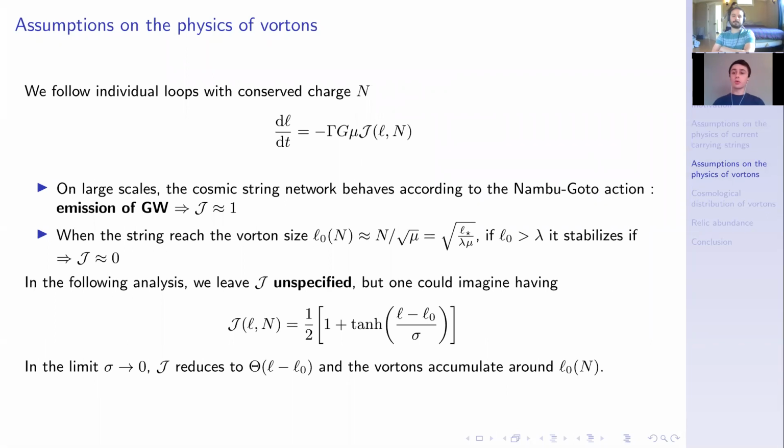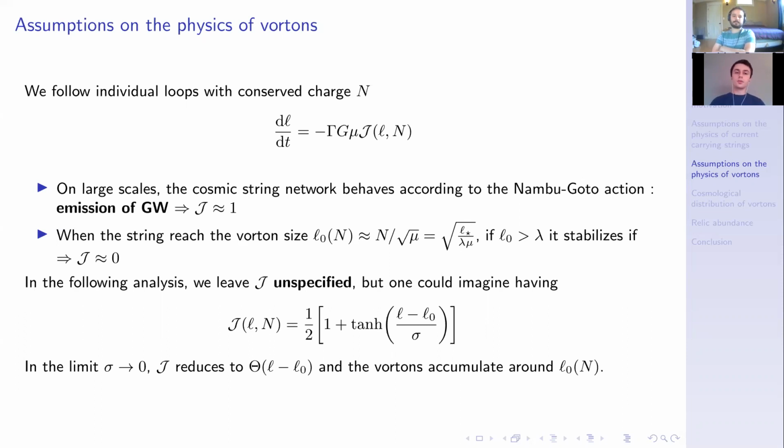Now, focusing more on loops and vortons, here are the assumptions that we make. Assume you have a loop of a certain length, and it will decay eventually. In this scenario, at very high energy, after the friction-dominated regime, it will decay by emitting gravitational waves, at least on the very large scales.